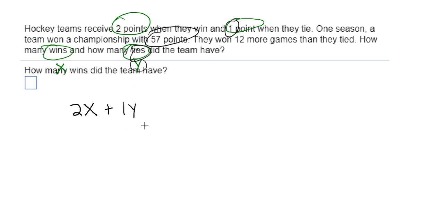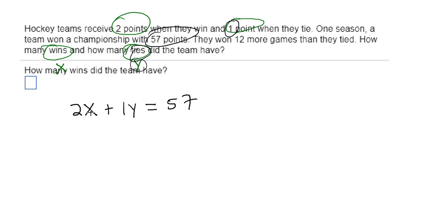And that tells me how many points they got for ties. So if they had 7 ties, they would get 7 points. 7 times 1 would be 7. So altogether, they earn 57 points. All right, and so that's one equation.